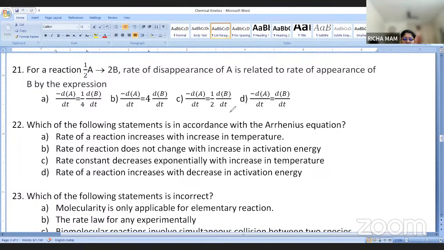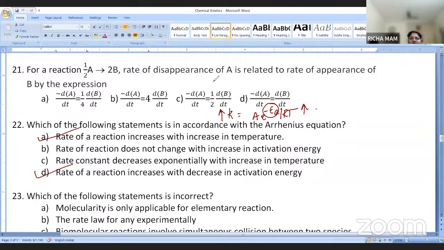What is the Arrhenius equation? The Arrhenius equation is given as K equals A e to the power minus Ea by RT. So as the temperature increases, what will happen to the activation energy? It will decrease. And what will happen to the rate of a reaction? It will increase. So A is an answer. Also, the rate of the reaction increases and the activation energy will decrease. So options A and D both are correct.